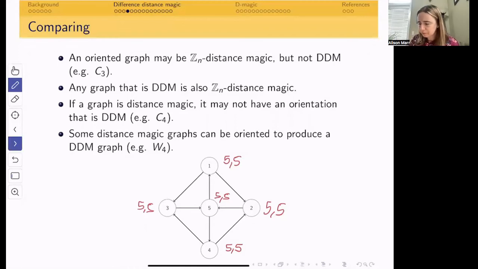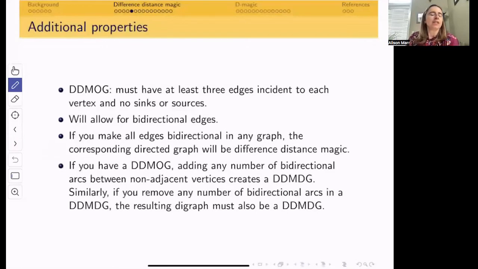So some things to note: because we are using distinct values, and we're not allowing repeats, we must have at least 3 edges incident to every vertex, and we can't have a sink or a source. A sink or a source would be bad, because then there would be a whole bunch of stuff coming in and nothing going out. And in this world, if we add a whole bunch of things, they cannot equal 0.